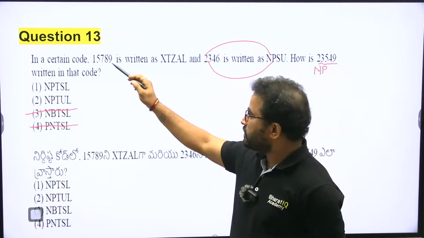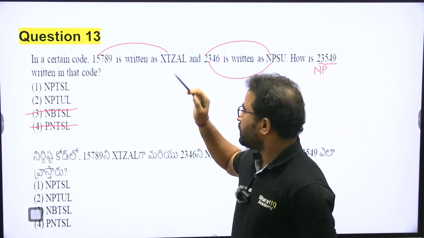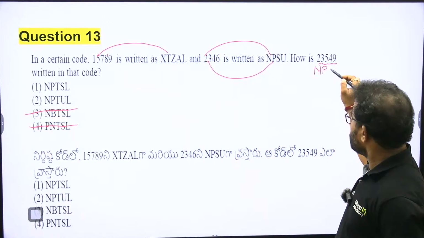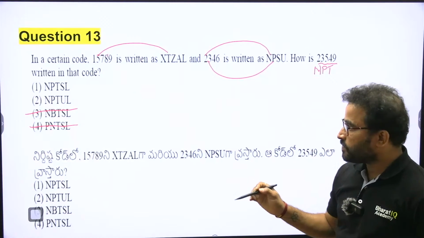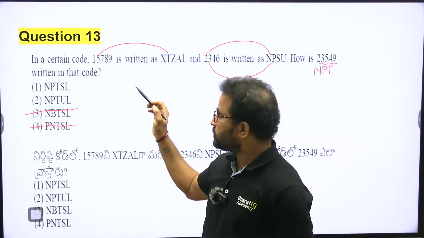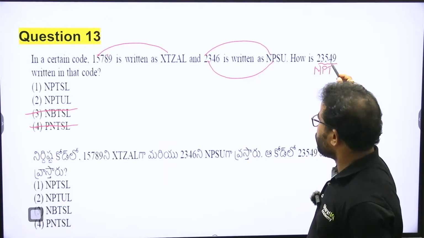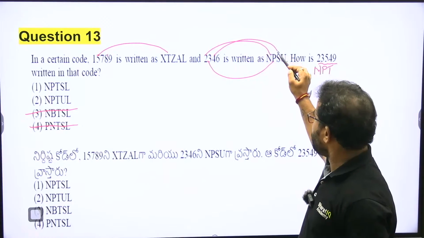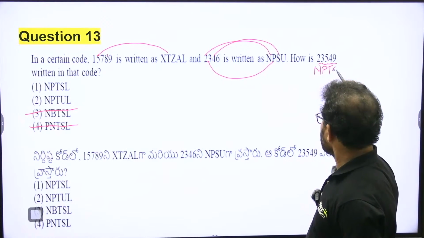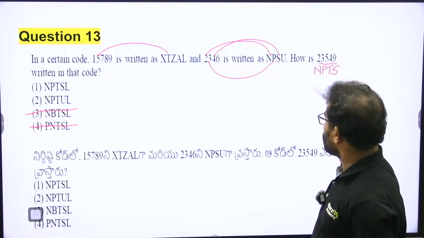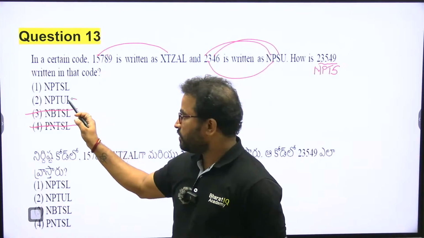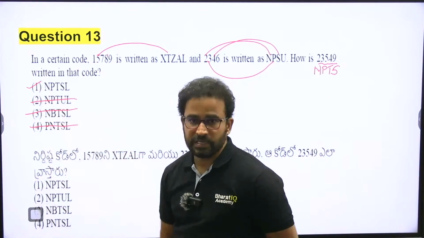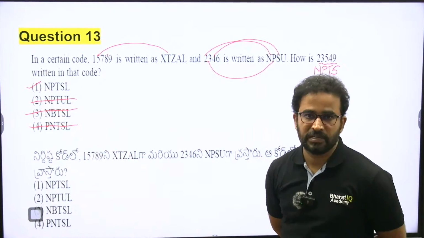Now look at this one, 5. Where is 5 here? Directly you can analyze here: 5 code is equal to T. So how many options start with NPT? 2 options. Now look at one more, 4. 4 is coded for S. So directly you can write this value as NPTS. How many options start with NPTS? Only the first option. That is the right answer.